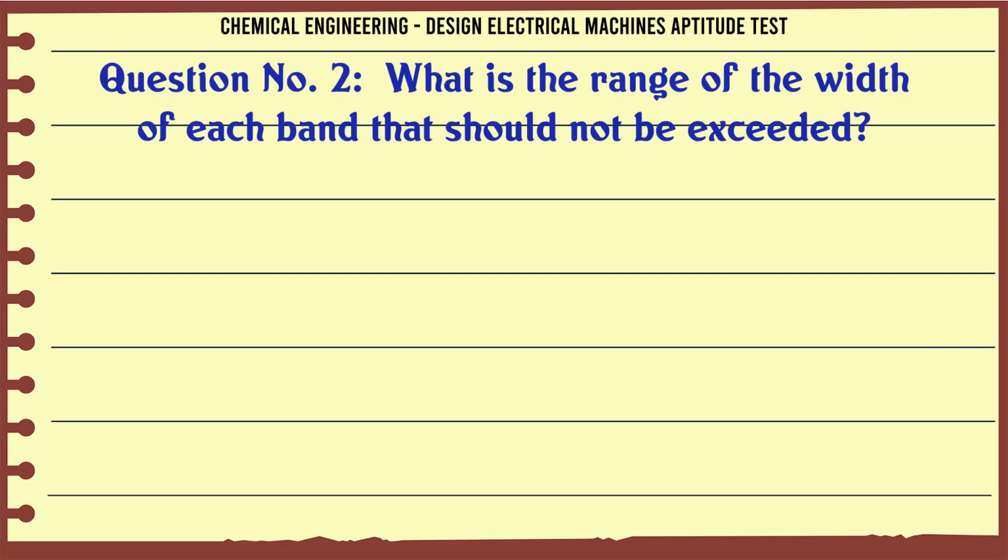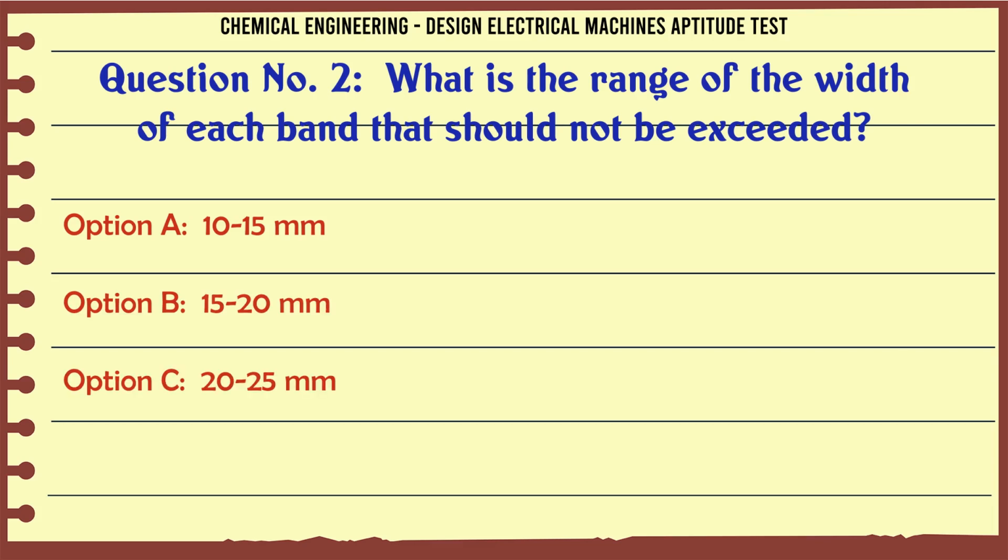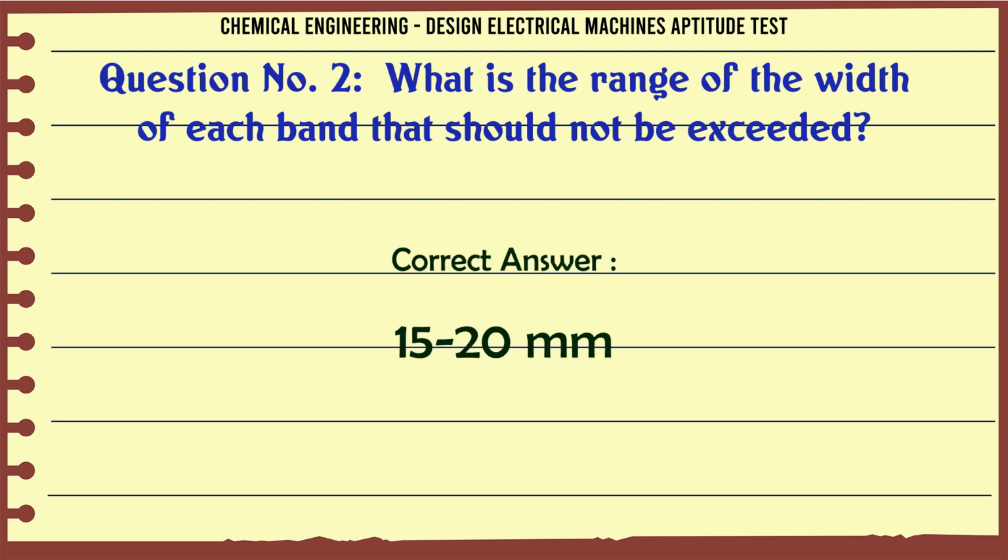What is the range of the width of each band that should not be exceeded? A. 10-15 mm. B. 15-20 mm. C. 20-25 mm. D. 18-23 mm. The correct answer is 15-20 mm.